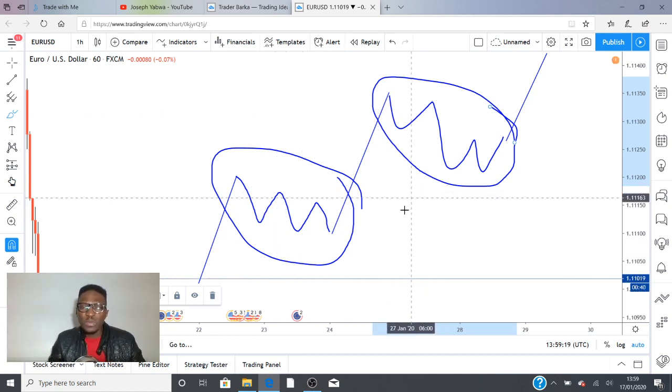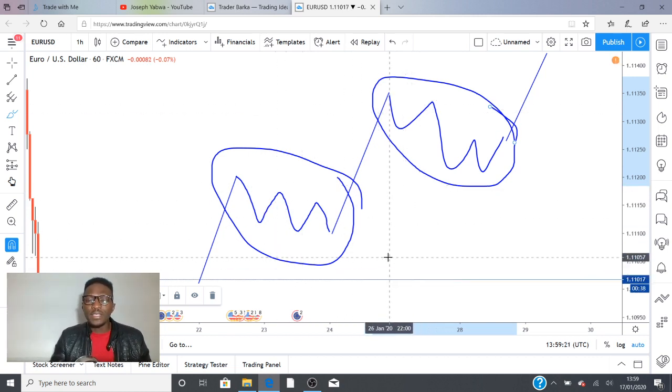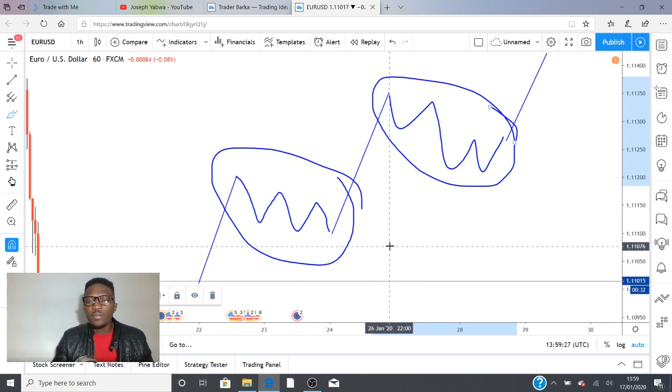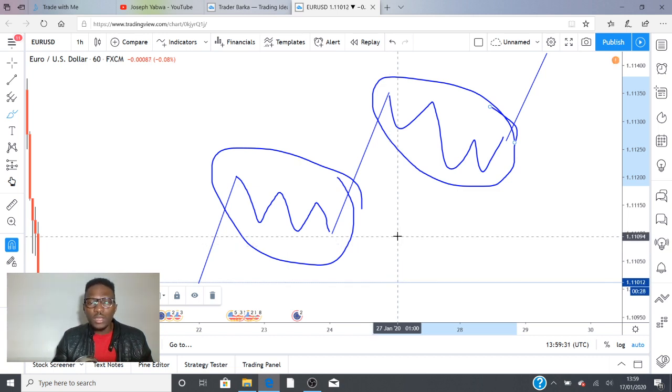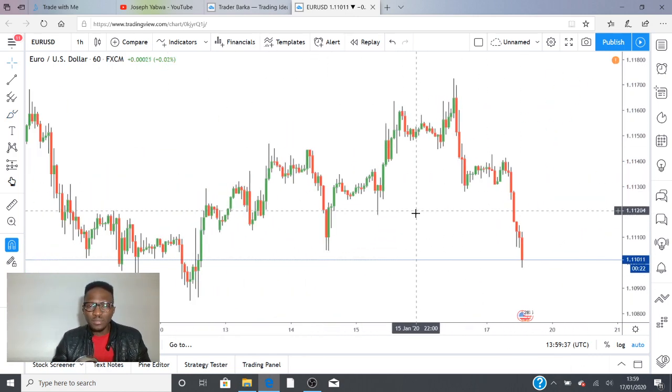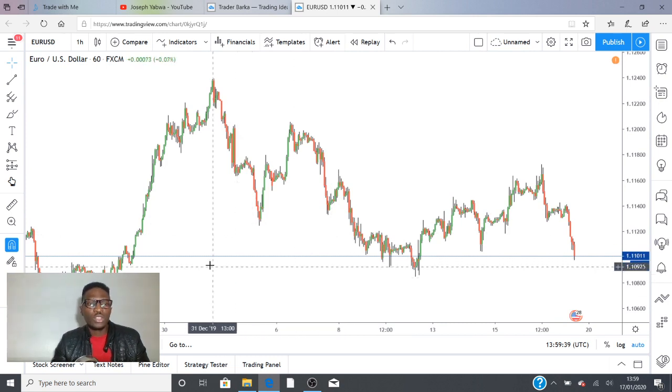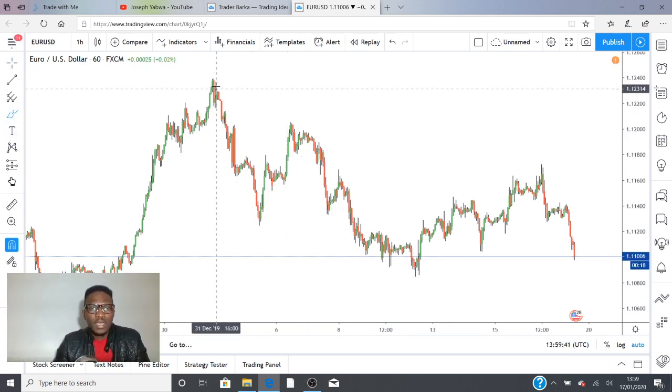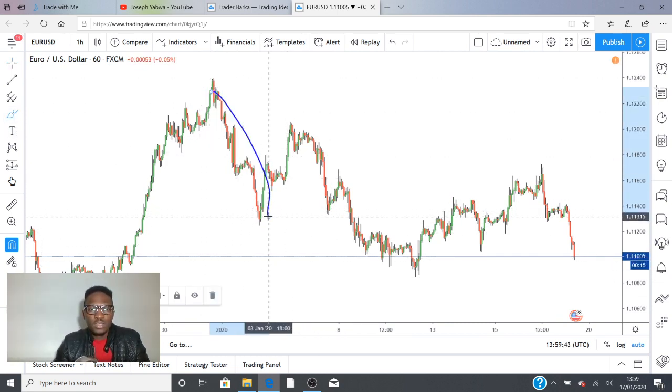But to do that, you need to be able to understand every single correction, and you have to understand how they behave. That's the only way you can do it. One of the corrections that I've learned, I've mastered, is the 1 2 3 correction, the simple ABC correction that the market makes. So I'm going to go back to the chart and show you guys how to know this correction. Just reading from the market back here, we can see that the market made an impulse leg to the downside.